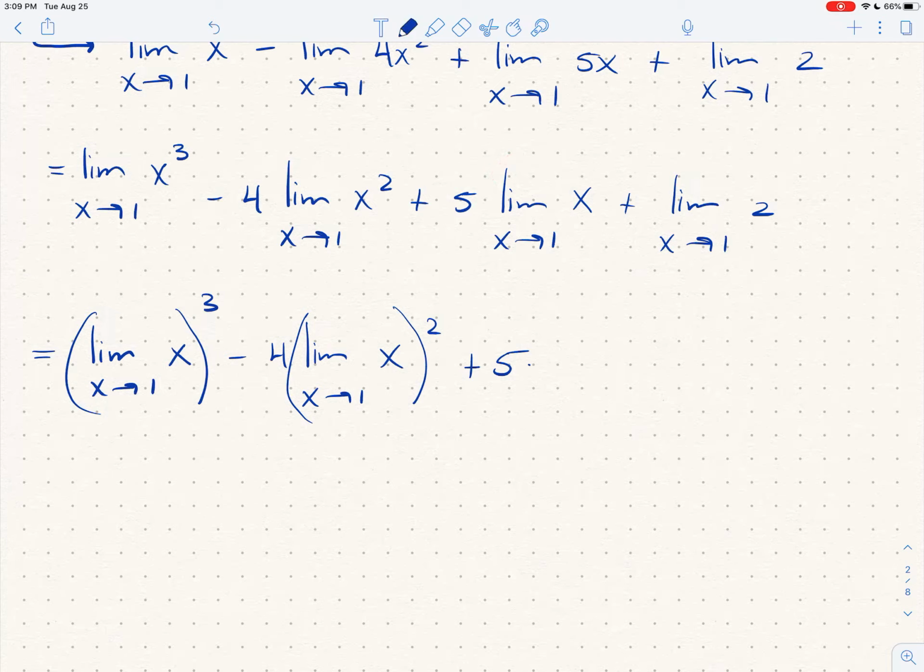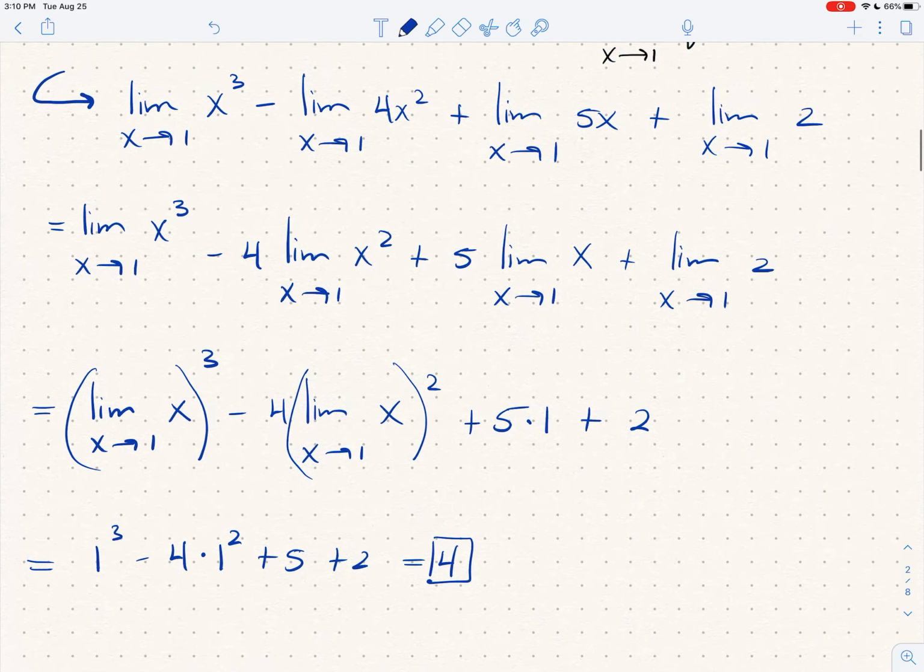And so now the inside limit here is 1, so I get 1 cubed minus 4 times 1 squared plus 5 plus 2. So what is that? 1 plus 5 plus 2 is 8, minus 4. I get out that the limit is 4. So let's end this video here. Those are the limit laws, and this example shows you how you can actually use them to compute.